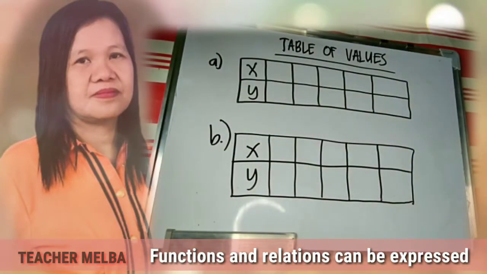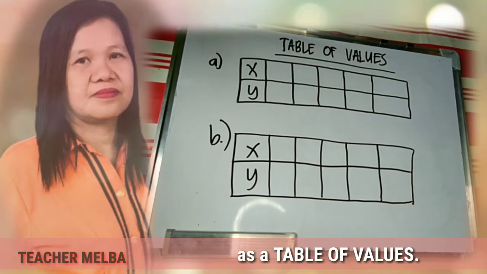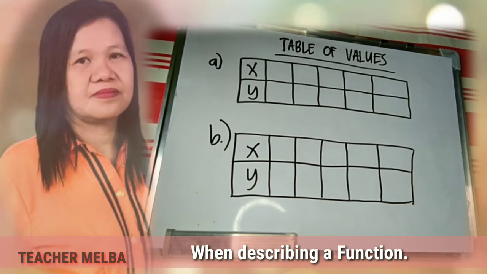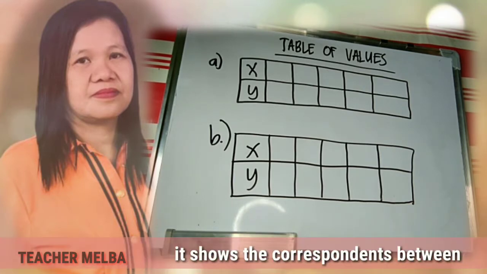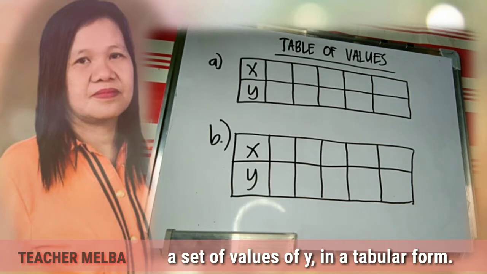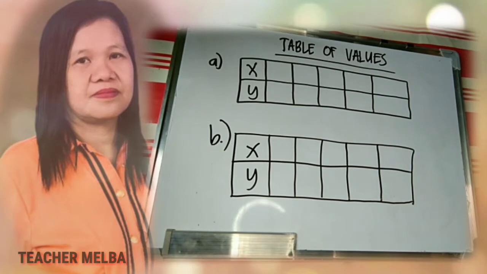Functions and relations can be expressed as a table of values. A table of values is commonly observed when describing a function. It shows the correspondence between a set of values of x and a set of values of y in tabular form. For example, let's have the table.